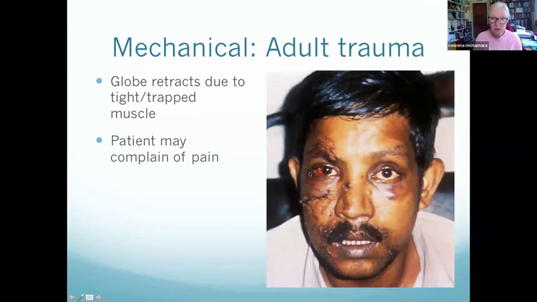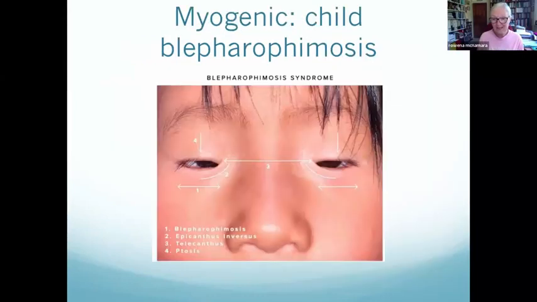So that will cause a lot of symptoms, not only from the pain, but also they often get traumatic mydriasis, so they get blurred vision and they get double vision looking up and down. So that would be an example of an adult traumatic palsy.